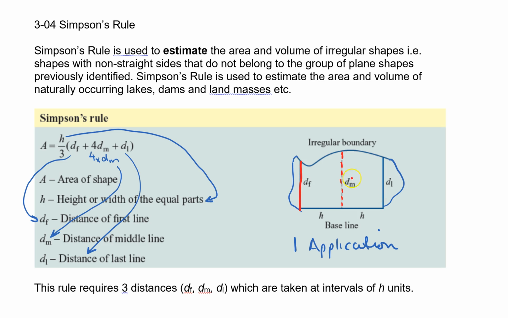So estimate where the middle of this shape is. It's a little bit difficult. Again, all of this is just estimating. So we estimate the middle and we measure the middle distance. Remember, in the formula, that's the one that gets multiplied by 4. Now, there are 2 other distances, and they're measured at some agreed distance or width, meters away.